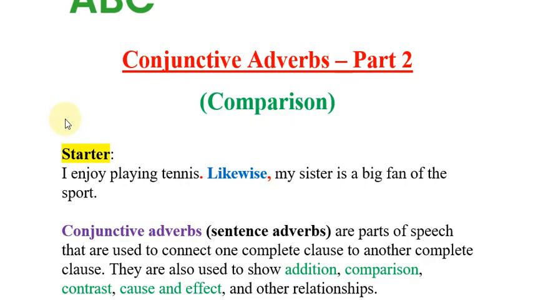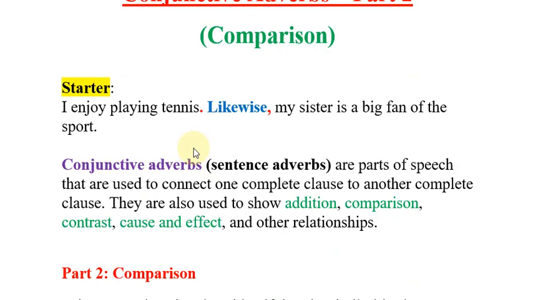For the starter, I have a sentence here. I enjoy playing tennis. Likewise, my sister is a big fan of the sport. Now, when you say likewise, it means in the same way. I enjoy playing tennis. In the same way, my sister is a big fan of the sport. It means they both like sports generally, and we can say specifically or narrowly, they both like playing tennis.